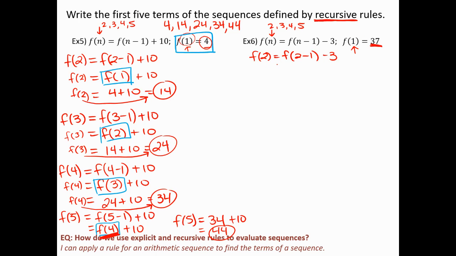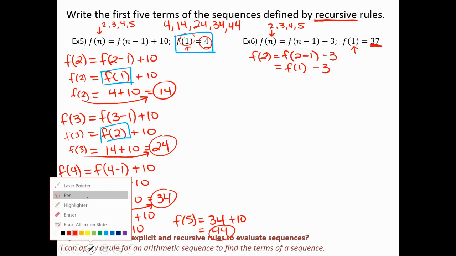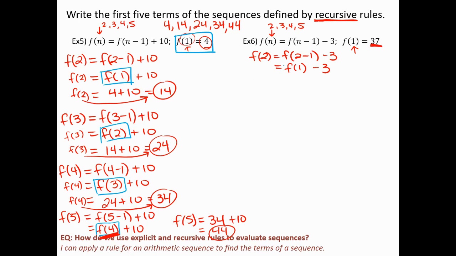Then I'm going to simplify. F of 2 minus 1, that's really 1. And here's where we get to see that wonderfulness. F of 1, we know what that is. That is the 37. So we're going to replace f of 1 with what it equals, which is 37. All right, so this time I'm going to write it to kind of help us out. F of 2 would be 37 minus 3, which is 34.